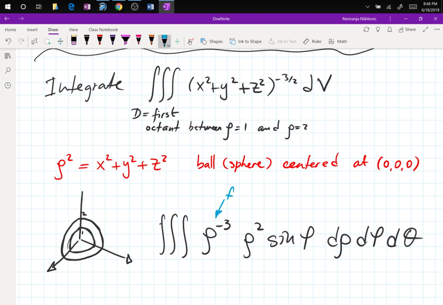Now, limits. Well, rho is clearly from 1 to 2. That was given to us. And now I just need to figure out the eighth of a circle. So what are the limits that I have? It's going to be for theta 0 to pi over 2 and for phi 0 to pi over 4.